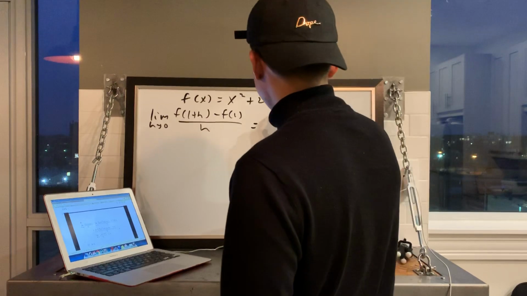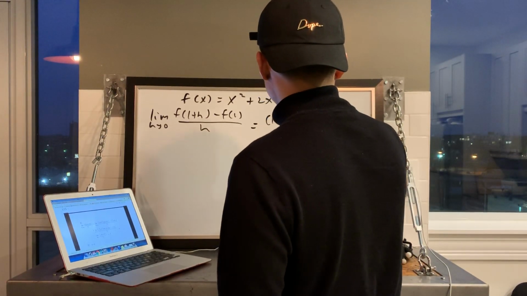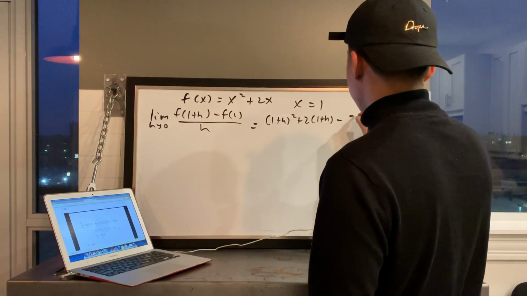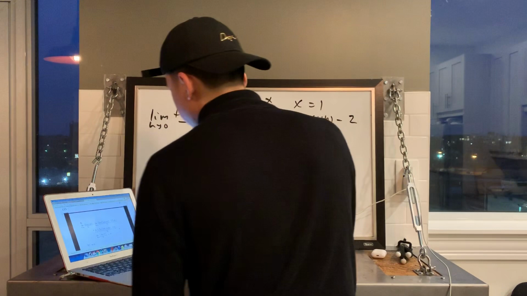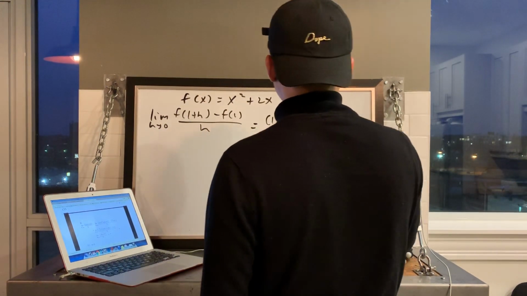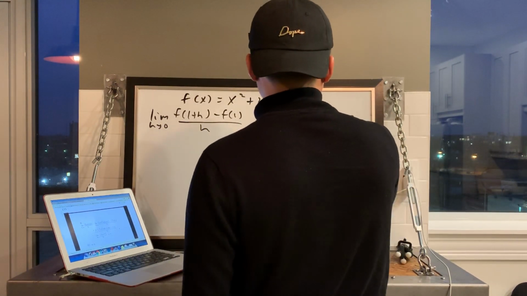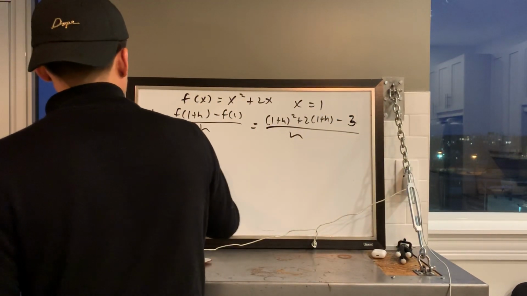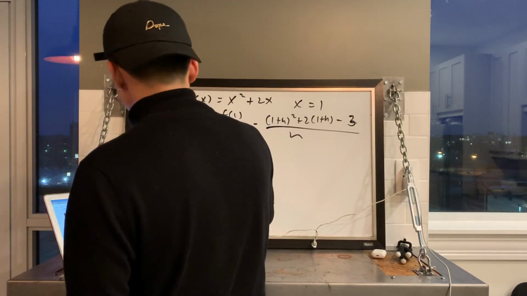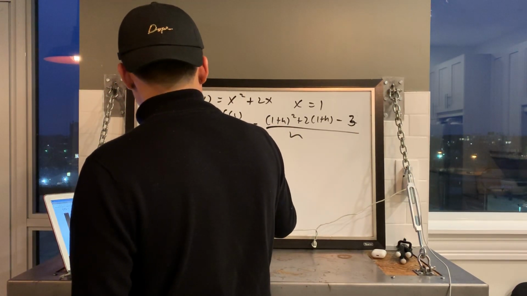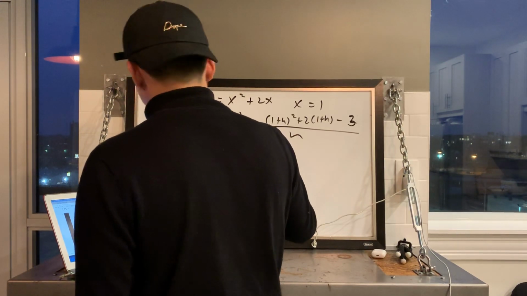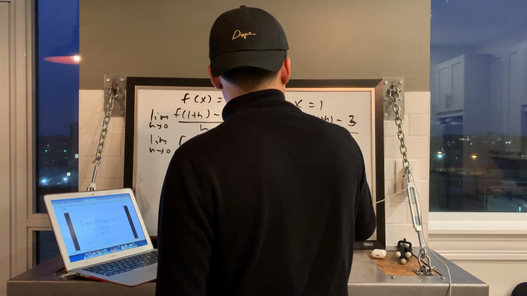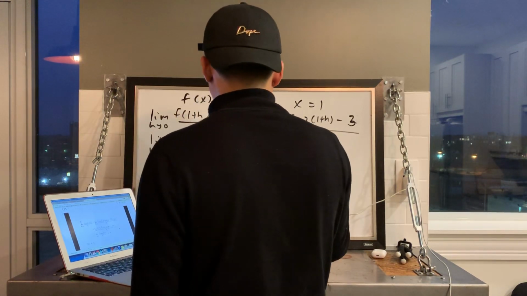So what that equals is 1 plus h squared plus 2 times 1 plus h, minus 1 squared plus 2, which is 3 actually. So then that's all over h. Don't forget to write your limits. So when you simplify that, you should have 1 squared plus h squared plus 2h, plus 2 plus 2h, minus 3. Okay? All over h.